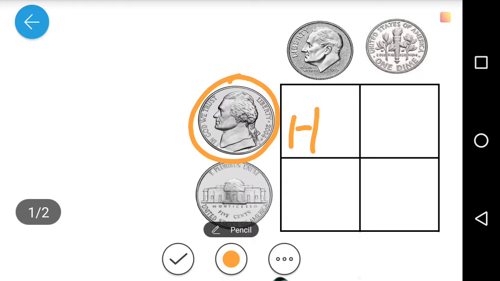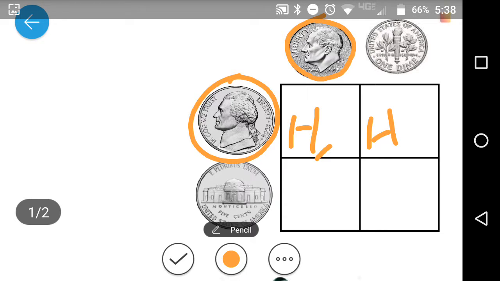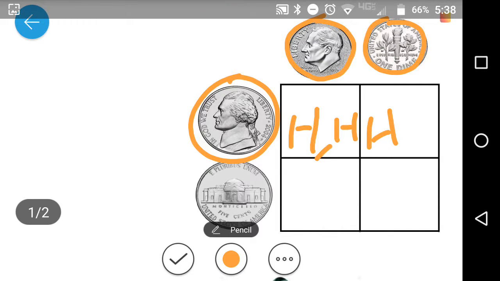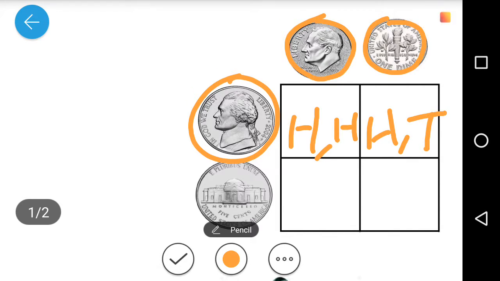And if I get a heads on the nickel, there are two possibilities on the dime. But in my sample space, I'll put an H on the left side for the nickel. And then I'll look at the two possibilities on the dime. I could get heads on the dime, which would give me another heads. Or I can get tails on the dime, which gives me a tails. So the two combinations are heads on the nickel, heads on the dime, heads on the nickel, tails on the dime.